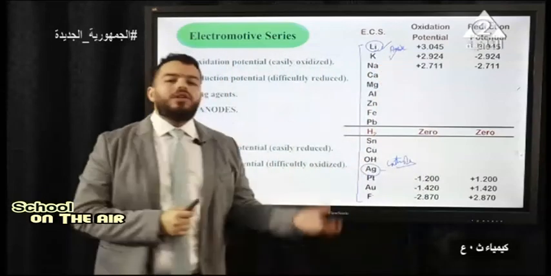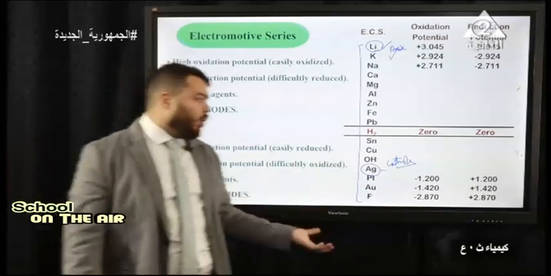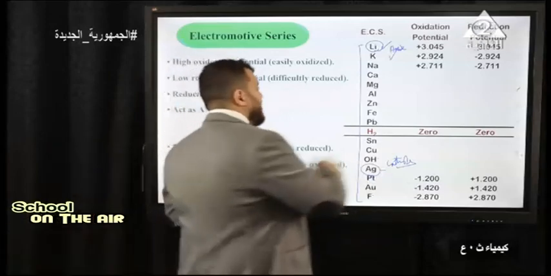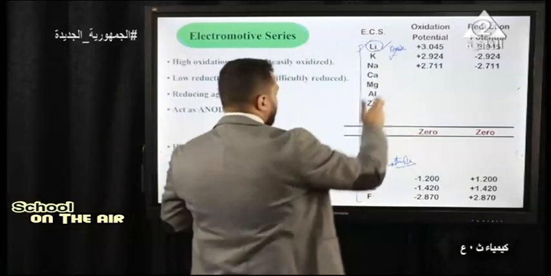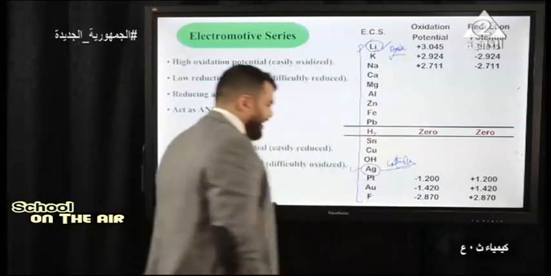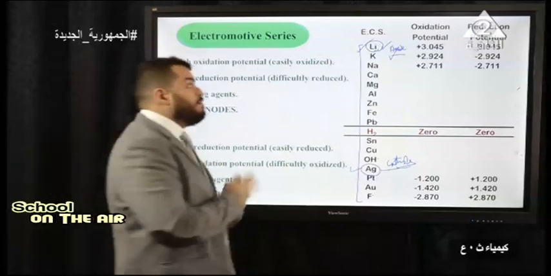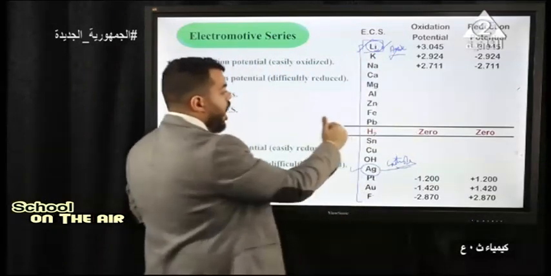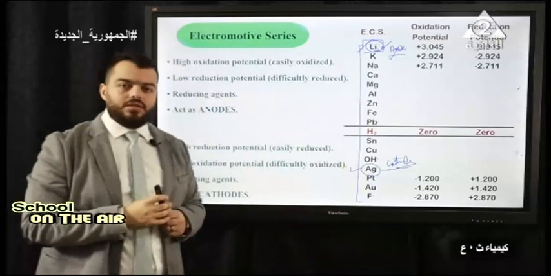So at all times at the anode, oxidation takes place, and at all times at the cathode, reduction takes place. So the lithium and the silver, you know that the lithium will be the anode and the silver will be the cathode. I have a question. Must I be with an element above hydrogen and an element below the hydrogen?